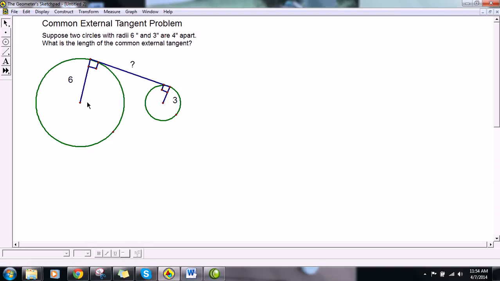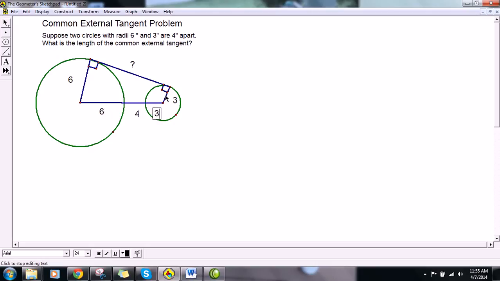All right, the next thing I want to do is create what's called the center-to-center distance. So I'm going to create the segment from the center of one circle to the center of the other circle. And that has a length, and I can find that length because it's the first radius, 6, plus the distance between, which is 4, plus the other radius. So I add the radius here, which is 6, to the distance apart, which is 4, and then the last piece is the radius, 3.